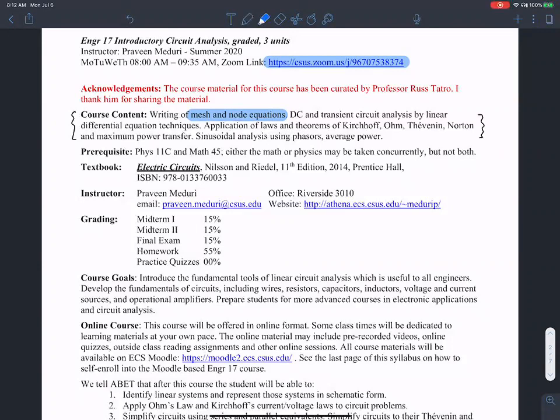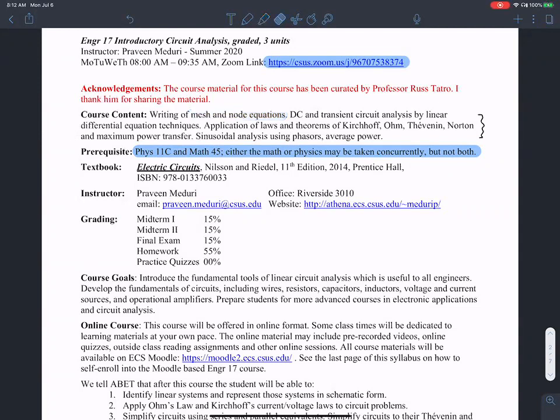Okay, there's going to be some overlap between what you learned in the past, Physics 11C. Okay, some of the series and parallel combination of circuits, resistors, capacitors, and so on and so forth. There is going to be a little bit of overlap between what you learned in your previous courses. And then in this course, okay? Physics 11C and Math 45 are the prerequisites.